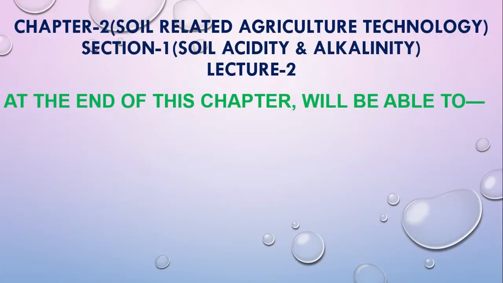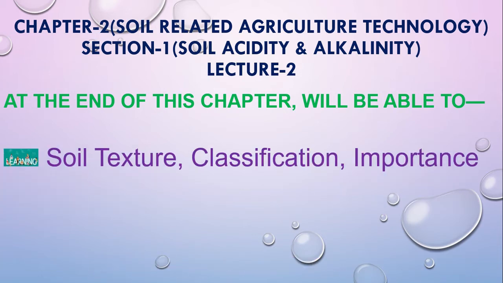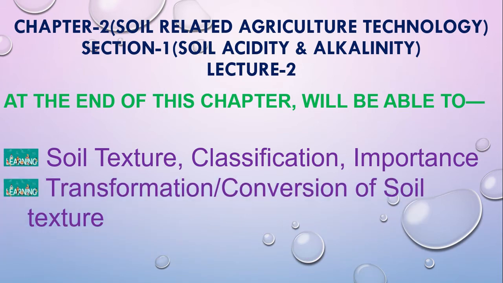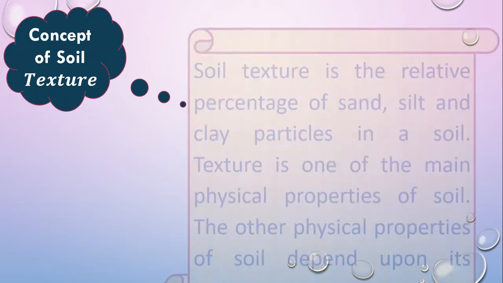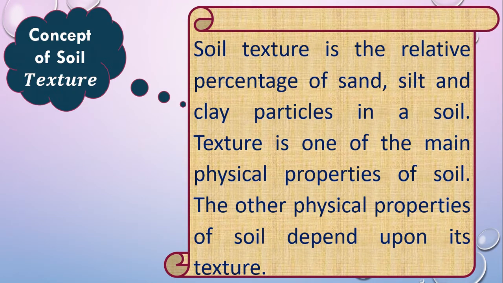Chapter 2, this is the second lecture of this section, which is soil acidity and alkalinity, section 1. After watching this lecture, we will be able to understand soil texture, its classification and its importance, then transformation or conversion of soil texture. So first of all, we have to understand what soil texture is.